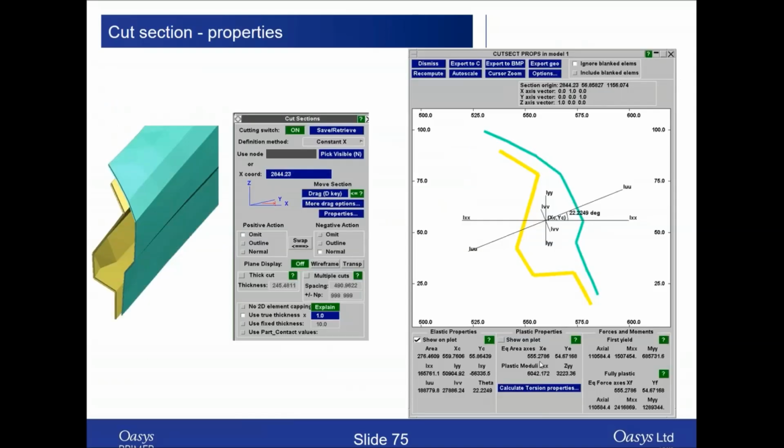There's also an option here, this Properties button on the cut section panel, where you can calculate certain elastic plastic properties of the cut section. So IXX, IYY, and so on. So that's available for you on the cut section panel.